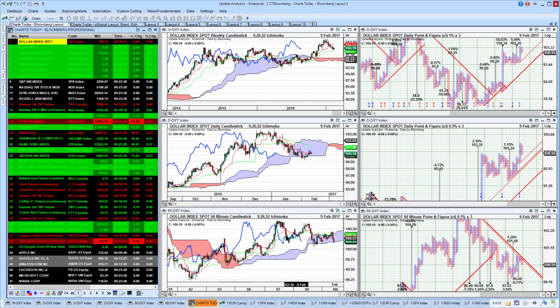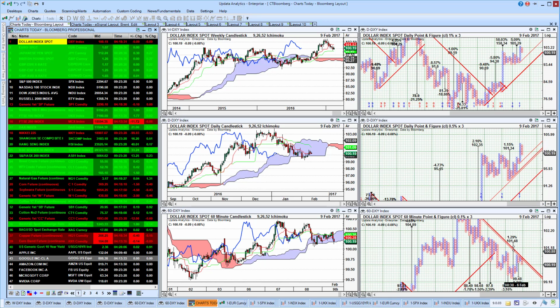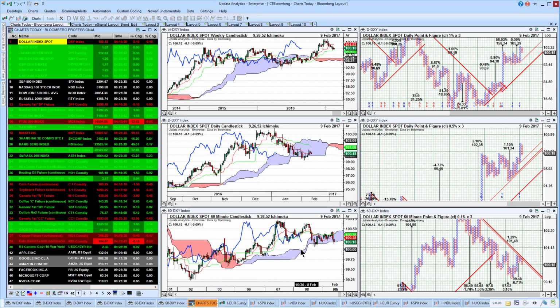And the dollar over the last couple of days has just really been going sideways. But we are still above the cloud, so we still are bullish on all three time frames. We do have this new upside target about 1.3% away, but we are hitting our resistance on the 60-minute point and figure chart, and we do have a new downside target. So that dollar strength is not really looking like it's going to be sustained at the moment.